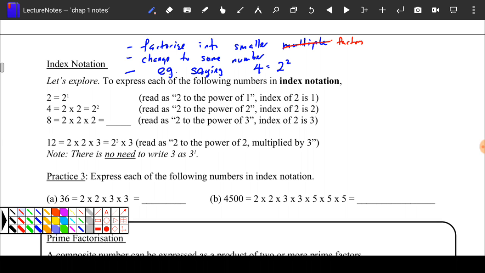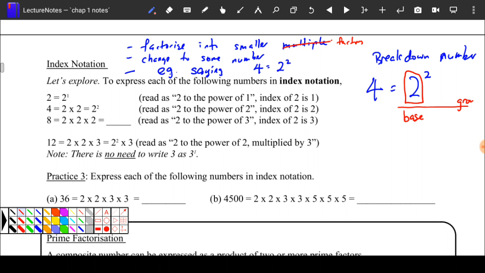So the idea of index notation goes to breaking down numbers. Actually, just now you mentioned something very important, is to break down numbers. So say for example 4, you break down into 2 to the power of 2, right? So this is called index notation. Now there is a special name, so let's learn a bit further. This thing here is called the base. Why? Because this is like the ground. Do you see that this is like sitting on the ground? So this is base number.